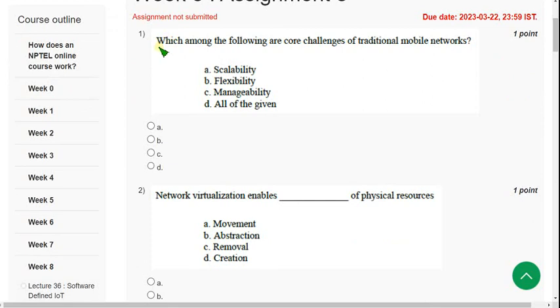So first question, which among the following are core challenges of traditional mobile networks? For first question, the answer is option D, all of the given. That means scalability, flexibility and manageability. So mark option D. So let's move on to the second question now.